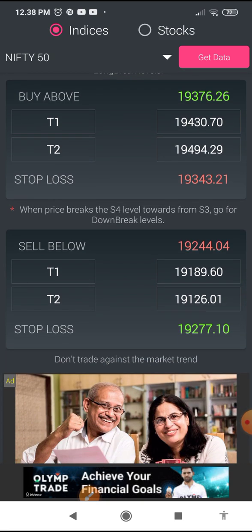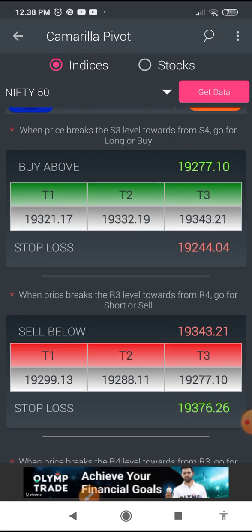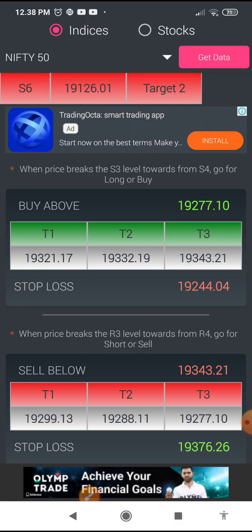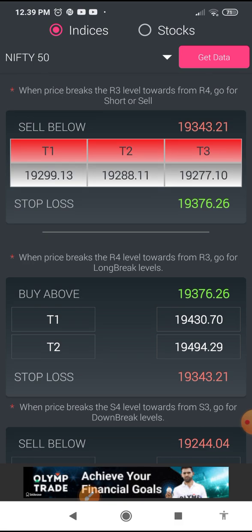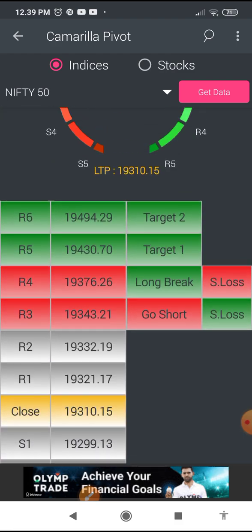Similarly, if the price breaks below the S4 level, go for the downside break levels. So sell below 19244. Target is 19189, 19126 and so on. Okay, so you just have to get the Camarilla levels and then look down at what they are saying, what to do. Buy above this, stop loss this, sell below this, stop loss this, buy above this, stop loss this and so on, right? So this is all about Camarilla levels.